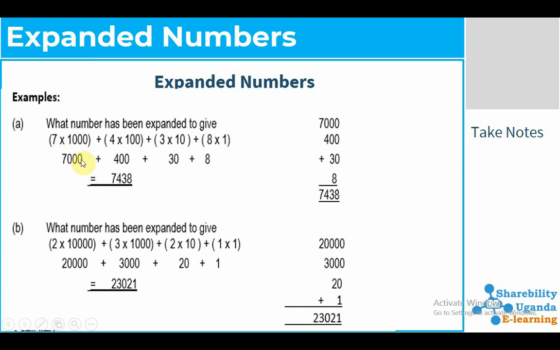Sum means addition. When they talk of sum, they mean addition. So that means we shall say the addition of this, and this, and this, and this shall give the number which has been expanded. Look here, this is the number that we have got. In simple terms, which number has been expanded to give this? So this is the number, and when you read it, it is what?